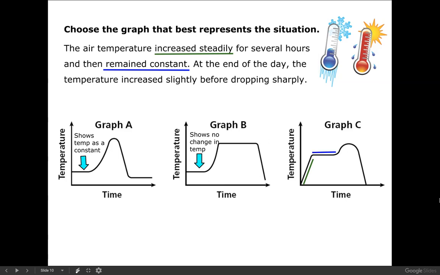So there on graph C, let's look at graph C. There's our increase and then the remain constant. At the end of the day, the temperature increased slightly. So we see that here in graph C before dropping sharply. Because it's dropping sharply, that's why that slope or that rate of change is so steeply decreasing, because it's dropping very, very quickly. So that's to make that slope or that rate of change be very steep. So it would be graph C.